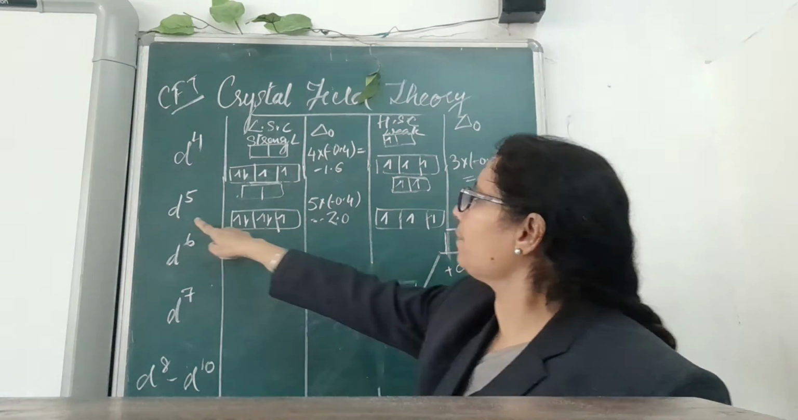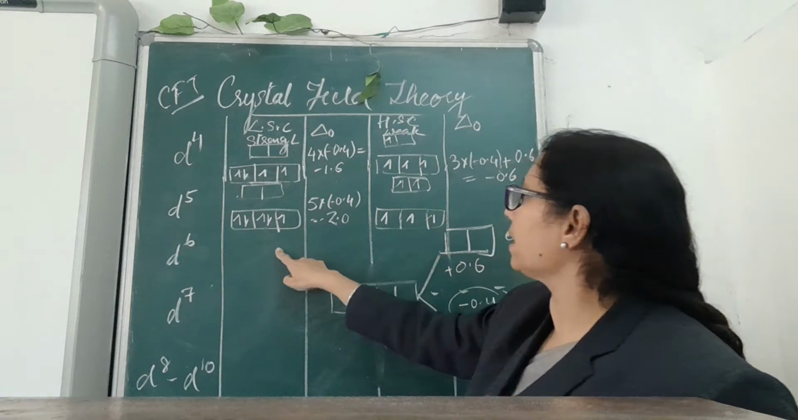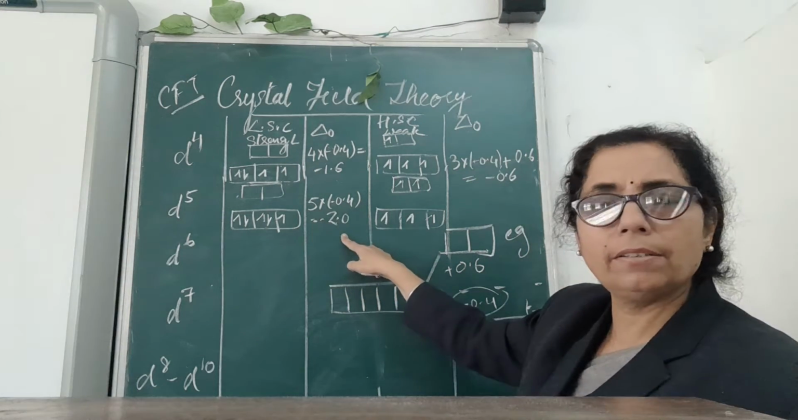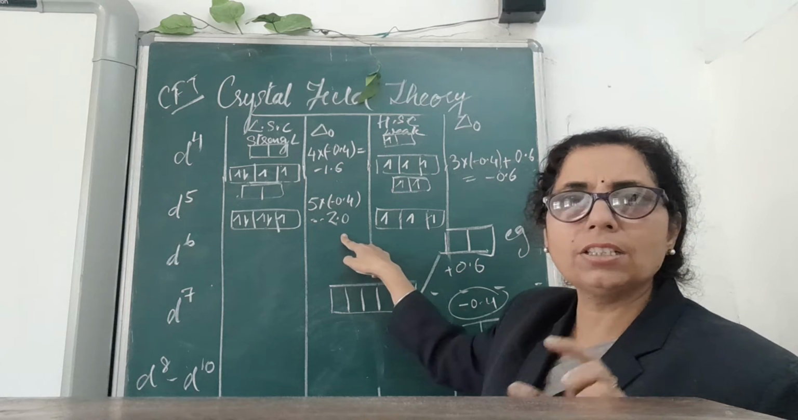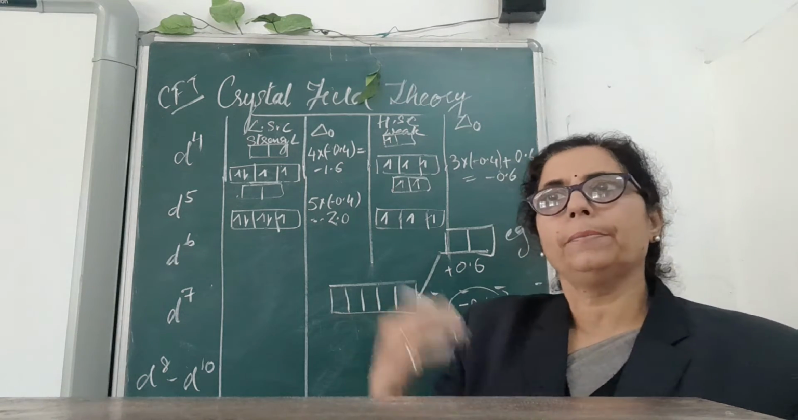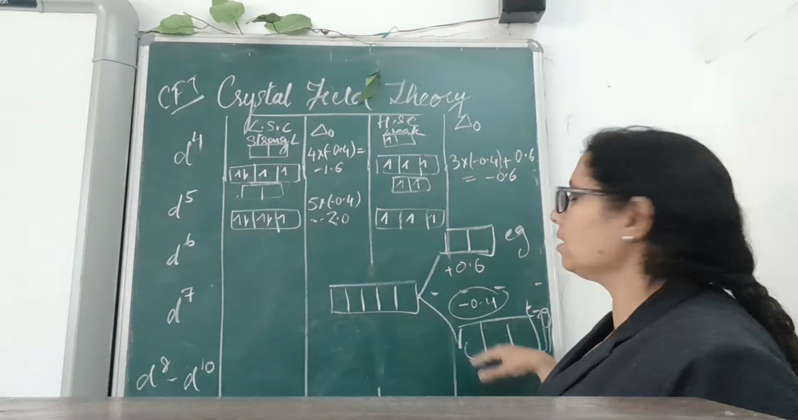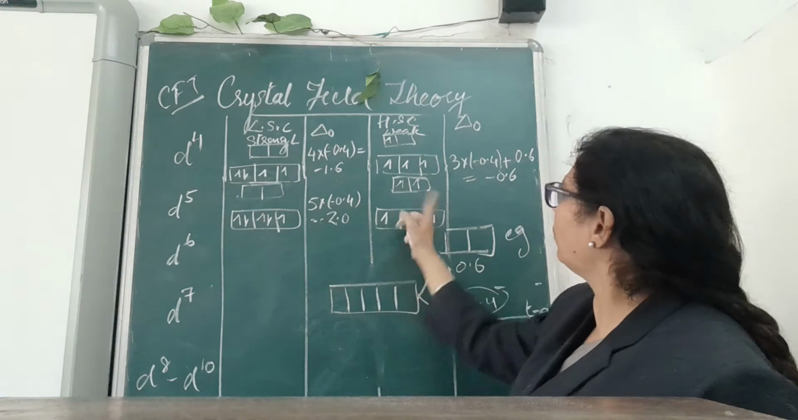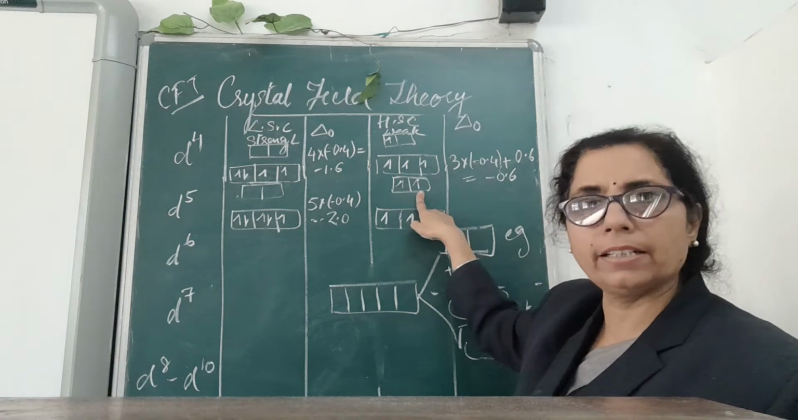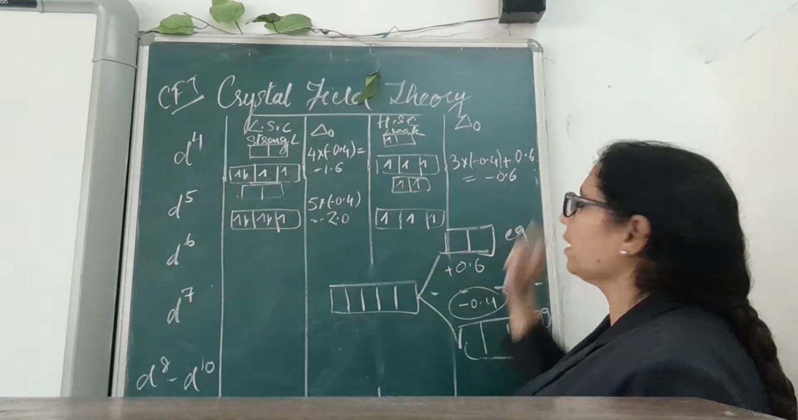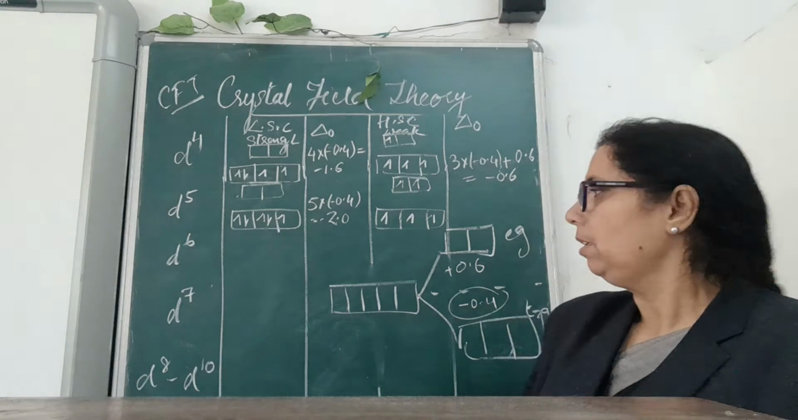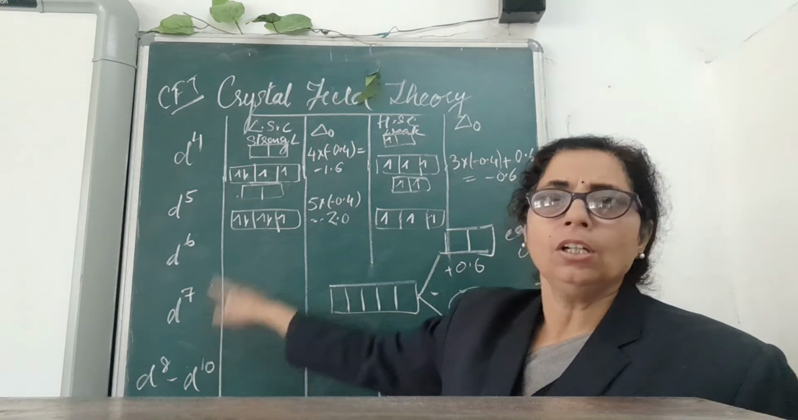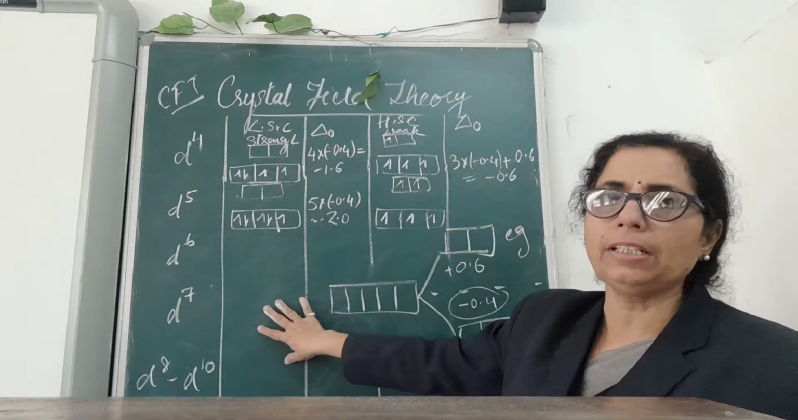Here also, when the 5th electron comes, the same process happens. With a strong ligand, electron pairing takes place, and you can find its delta naught value, the change in energy between the lower and higher energy levels. When a weak ligand is attached, instead of pairing, the 5th electron goes to the higher energy level, and similarly you can calculate its delta naught value. You can follow the same concept up till d7.